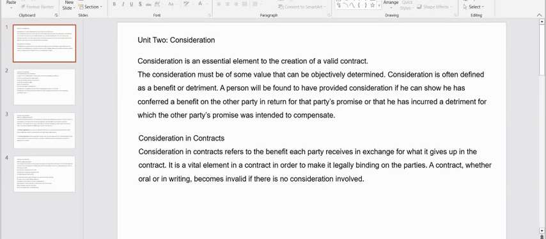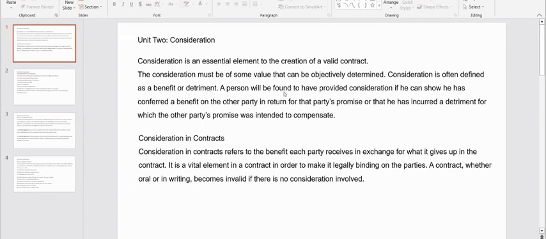Okay, the first explanation is the contract law consideration. What it means by consideration, I will read through and explain to you, right? So consideration is an important, essential element to the creation of a valid contract. And the consideration must be of some value that can be objectively determined. Consideration is often defined as a benefit or detriment, right? Whether it's good or bad, you need to consider before you sign the contract, before you decide on the contract.